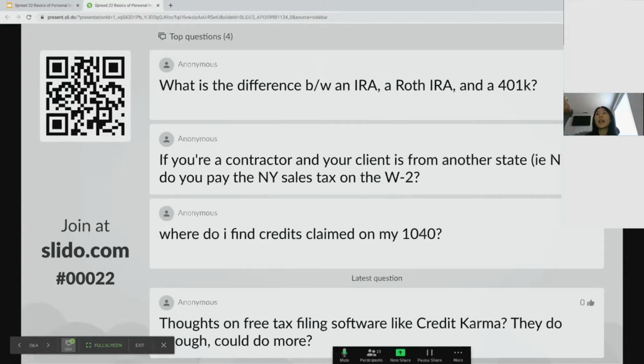And a 401k is basically the same thing as an IRA and Roth IRA, but it's through your employer. IRAs you have to purchase yourself, but a 401k is through your employer. And typically those are pre-tax. But they may offer a Roth version. And whenever they say Roth, it just means you pay taxes on it now, but you don't have to pay taxes on it when you retire.